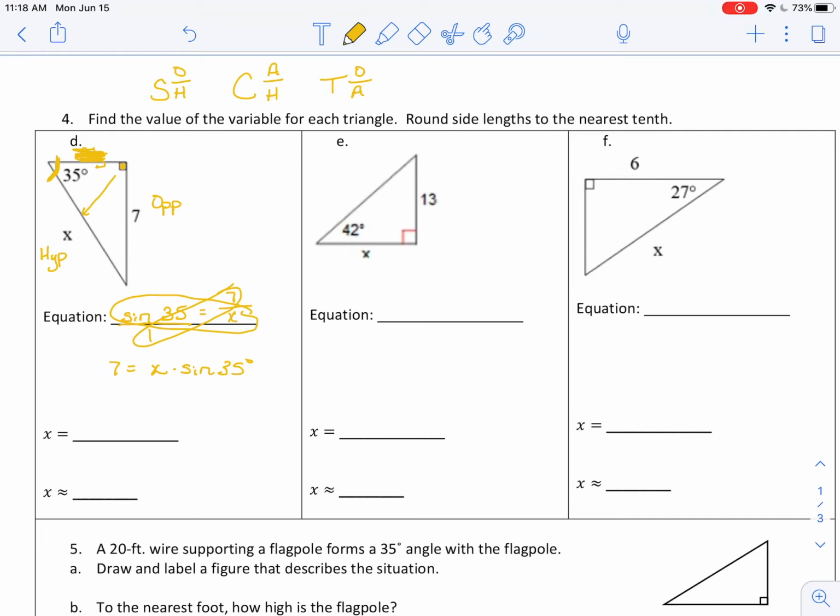I would like X on its own side of the equal sign, but right now it's being multiplied by the sine of 35. The opposite of multiplication is division. I'm going to divide both sides by whatever the decimal is that's the sine of 35. So the answer will be 7 divided by the sine of 35 degrees. That's what I have to get in my calculator.